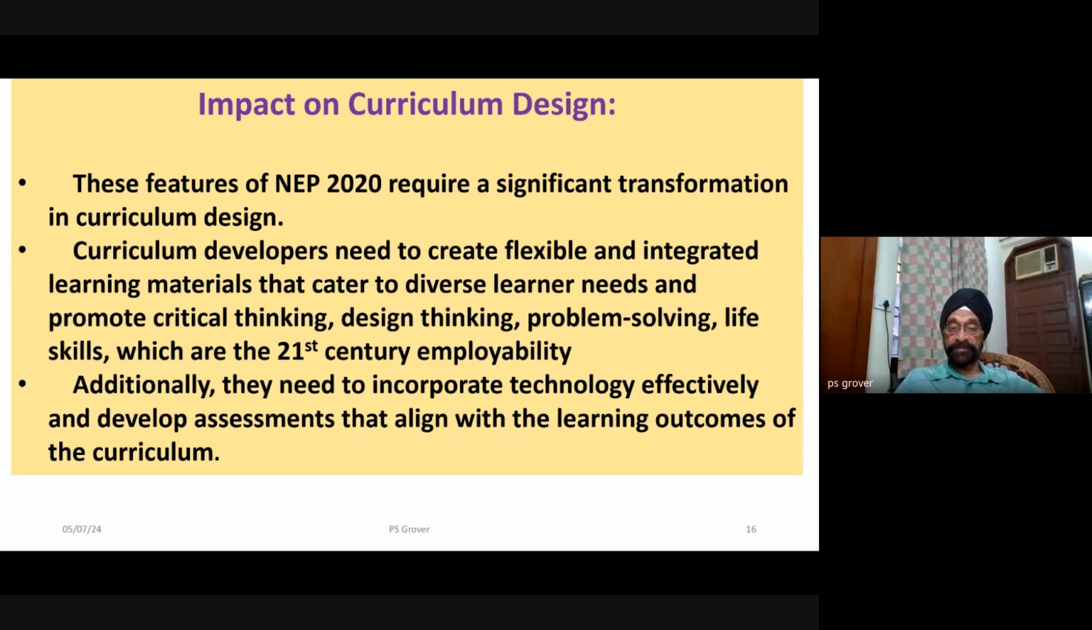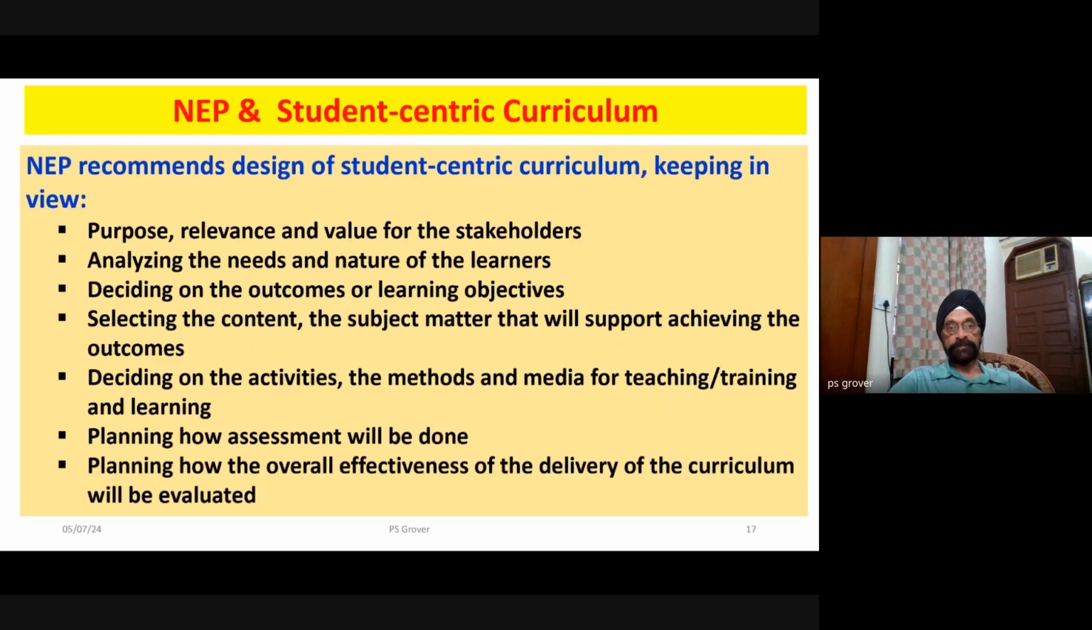Now, please see here, this is how NEP is acting as a catalyst, or it is forcing the institutions or teachers to focus on these things. So, as I mentioned earlier, we have been quite good. Our students are good, but if presently there are 20% or 30%, 40% employable, why not 100% employable? How can I achieve that? So additionally, they need to incorporate technology effectively and develop assessments that align with the learner outcomes of the curriculum.